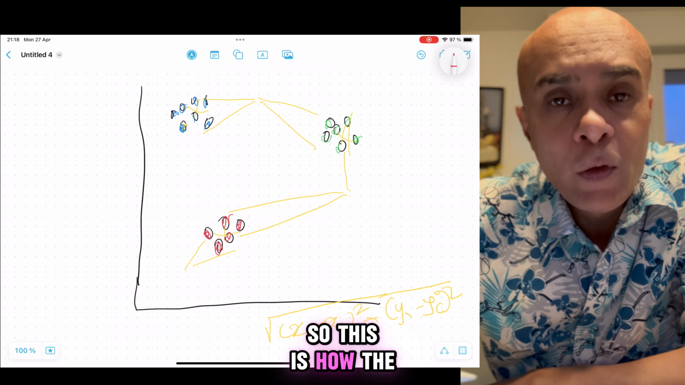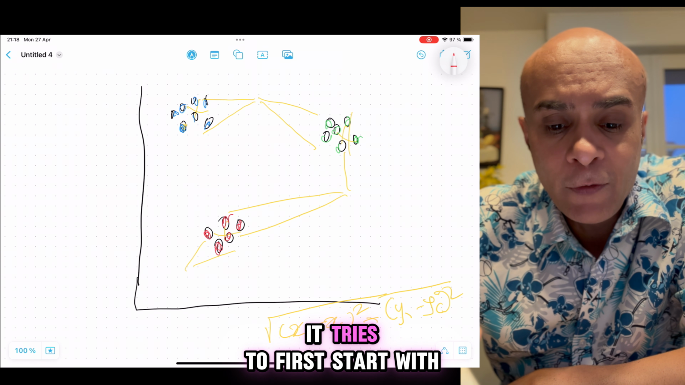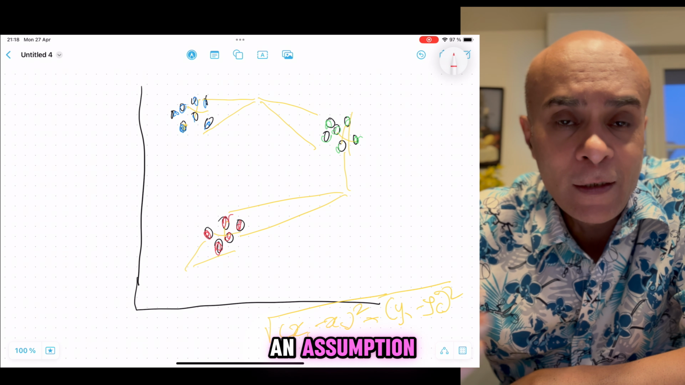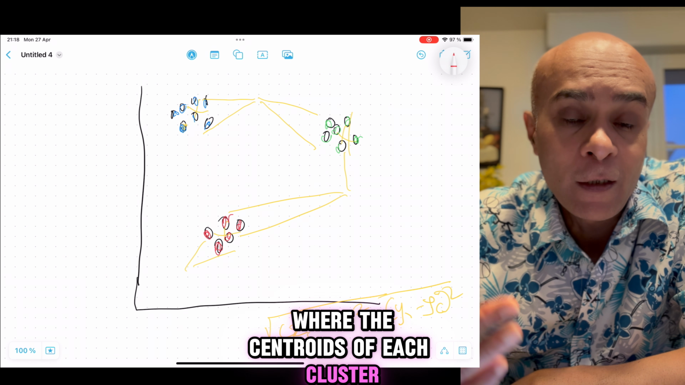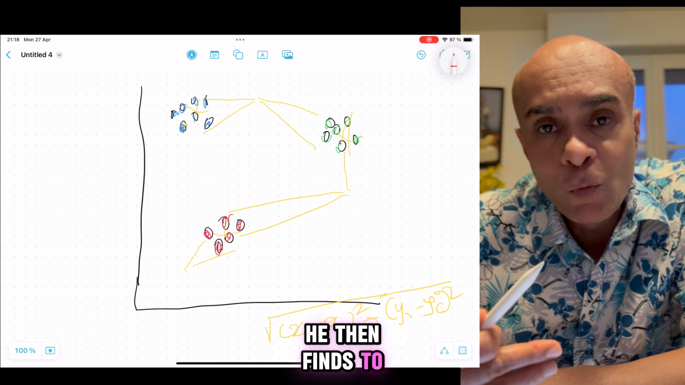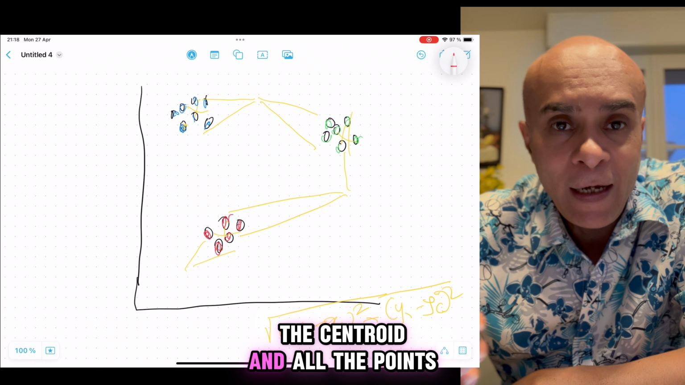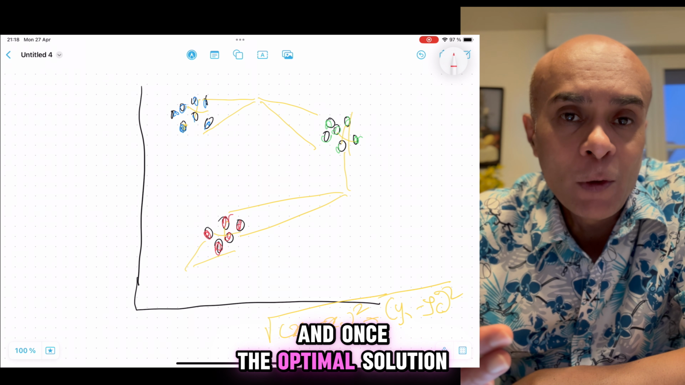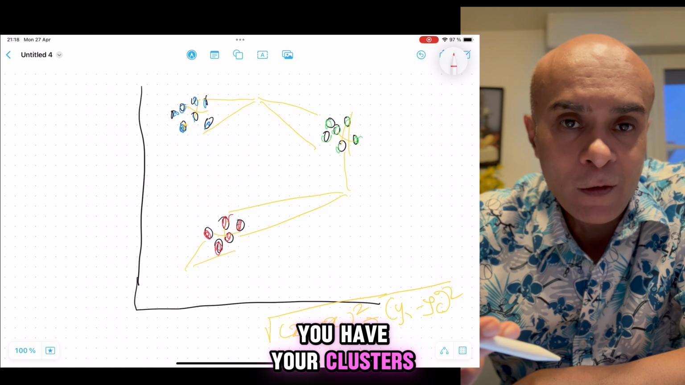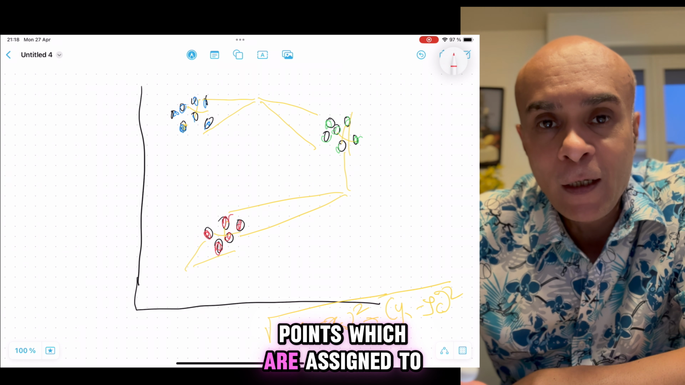So this is how the k-means algorithm works. It first starts with an assumption of where the centroids of each cluster are located. It then finds an optimal distance between the centroid and all the points. And once the optimal solution is found, you have your clusters, meaning you have all the points assigned to a cluster.